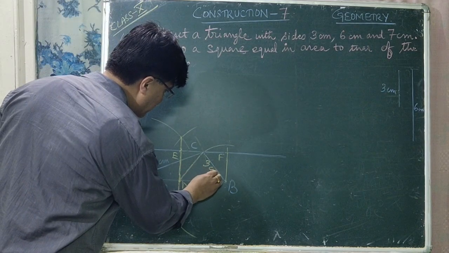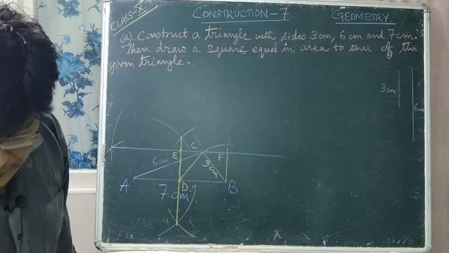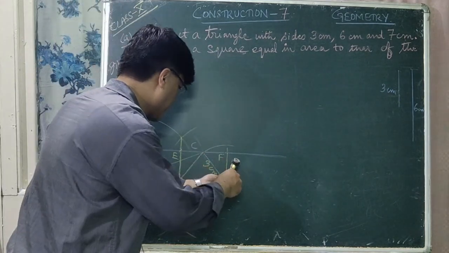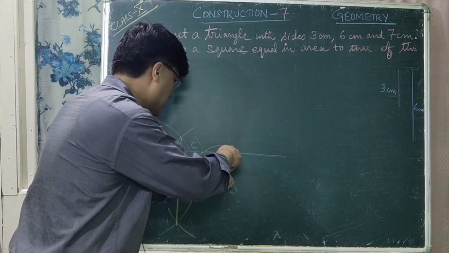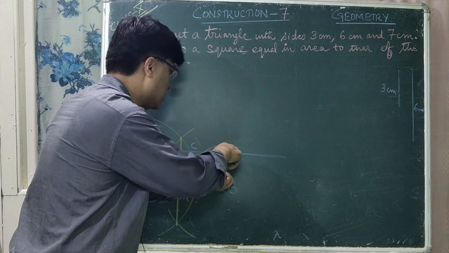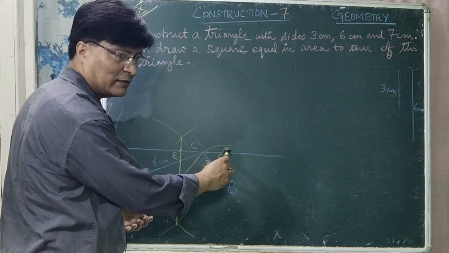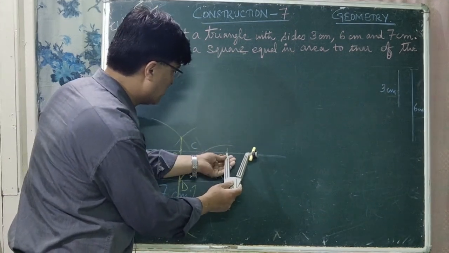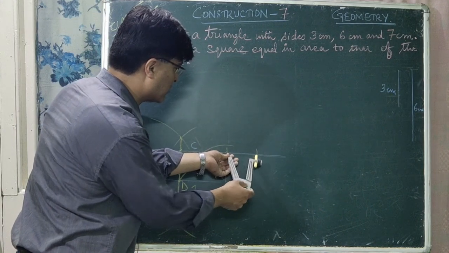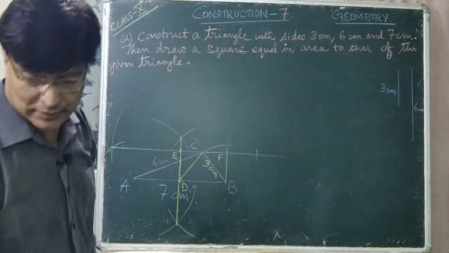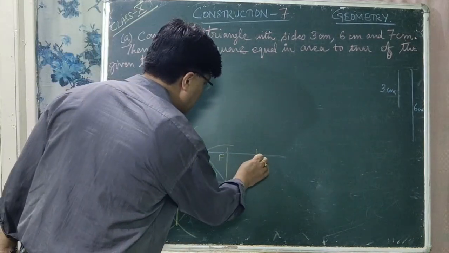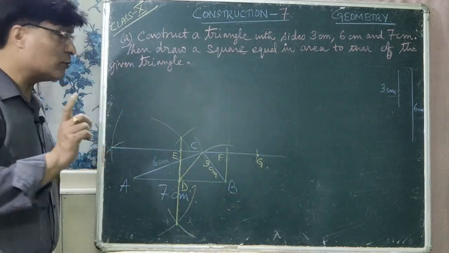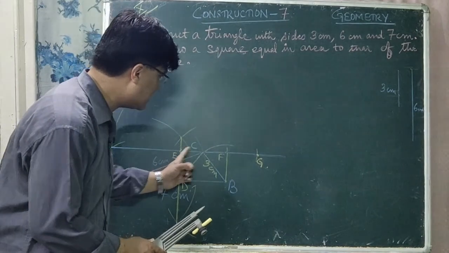This is of 3 centimeter, right? Now what will you do now? Measure the length of BF with the help of the compass. This is your breadth of the rectangle. Okay. Now keep the pointed needle at the point F and draw an arc out here. Suppose this point is Z. Okay. Now what will you do in the next step? Now bisect this EZ.